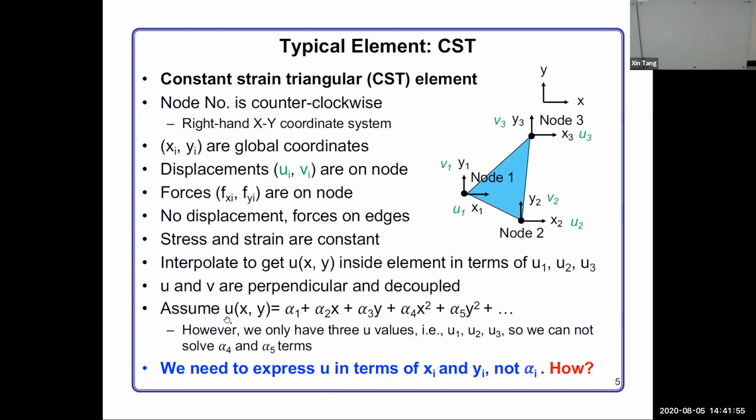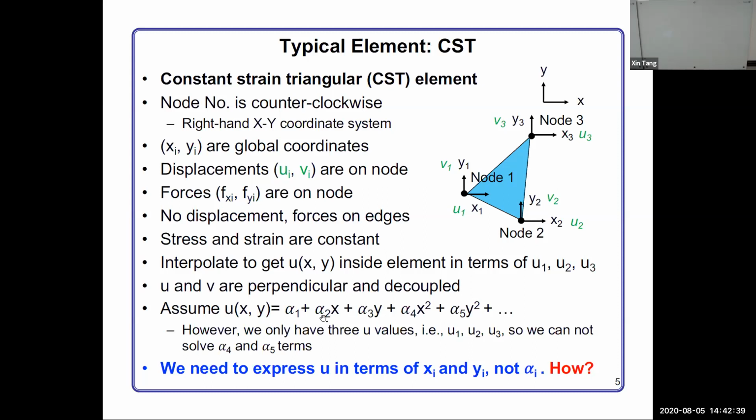Now, we have those polynomial equations and the constants, but we actually only have 3 nodal values, u1, u2, and u3. So we can only solve 3 unknowns: alpha 1, alpha 2, and alpha 3. We cannot solve alpha 4. You can only get a relationship, but that's not exactly solved. So in this case, the polynomial equation we choose will be alpha 1 plus alpha 2 x plus alpha 3 y.